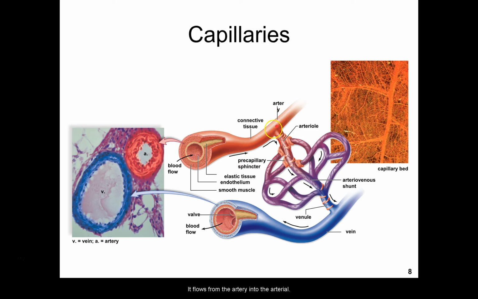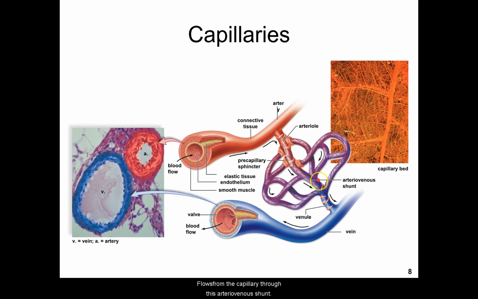It flows from the artery into the arteriole, and then from the arteriole into the capillary, which is where exchange of oxygen and CO2 can happen. And you can see how much surface area this capillary is taking up, despite being quite small.